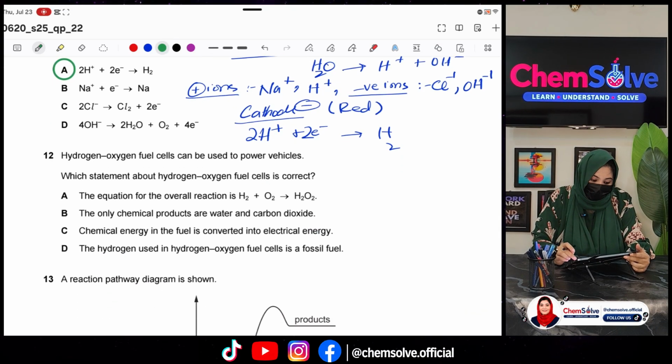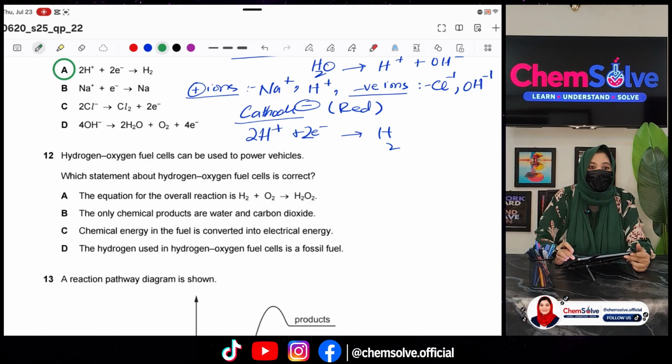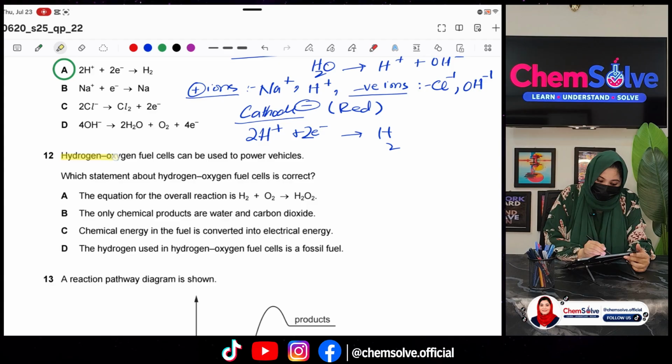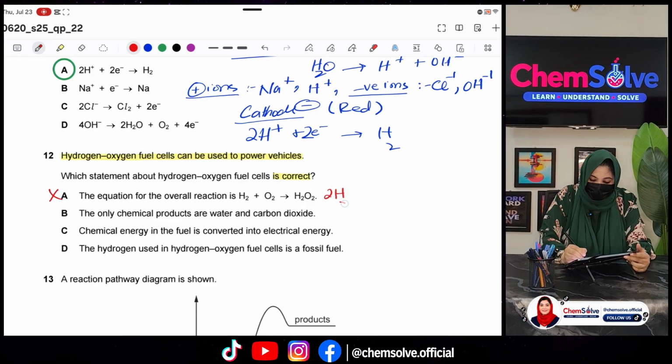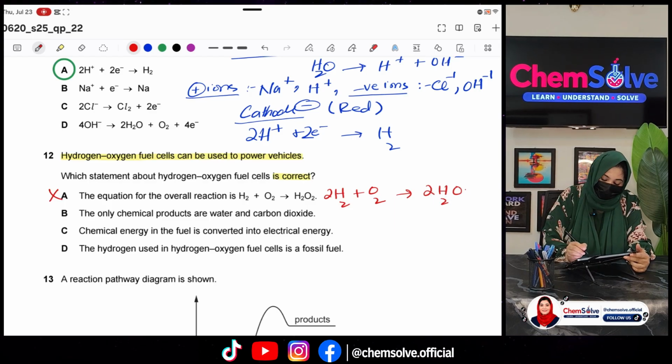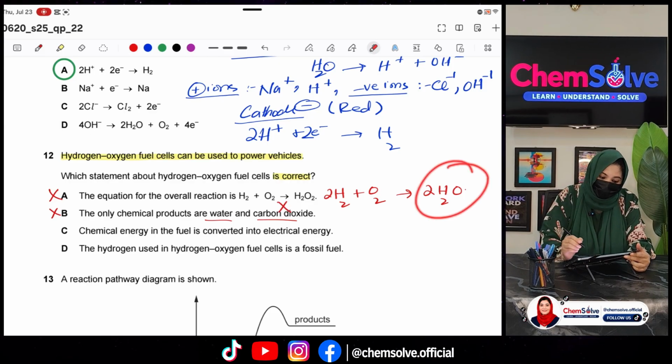Next is question number 12. Hydrogen oxygen fuel cells are used to power vehicles. Which statement is correct? The equation for this is this. No, this is incorrect because the overall equation is 2H2 plus O2 gives 2H2O. This is the overall equation. Only chemical products are water and carbon dioxide? Not at all. Carbon dioxide is not being formed. You can see only water is being formed.